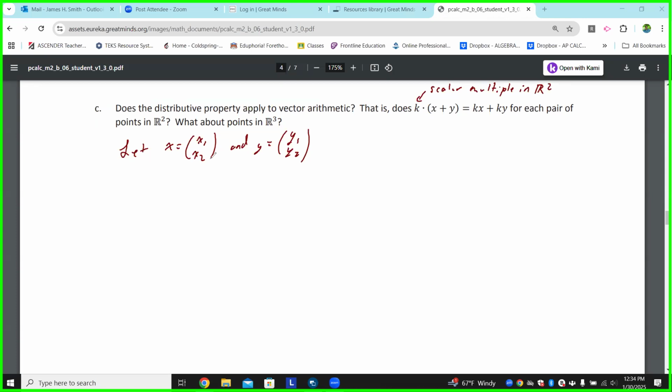All right, we're good? I'm going to show the left side, and you're going to show the right side. Actually, we could probably do this all at once. Here's my k times (x plus y). In this case, this is k times (x1, x2) plus (y1, y2). What do I typically do according to PEMDAS? Parentheses. So I'm going to add my vectors inside before I distribute. So this is k times (x1 plus y1, x2 plus y2).